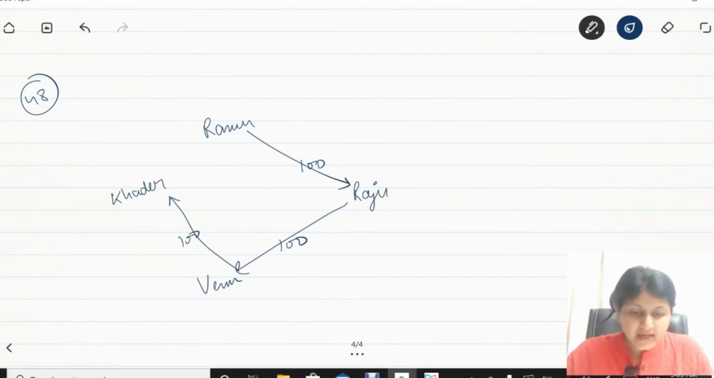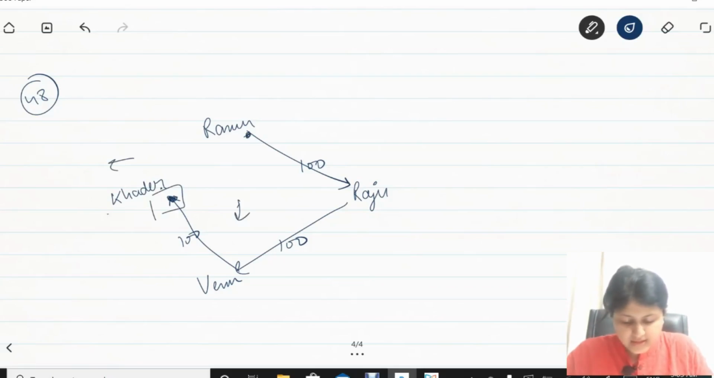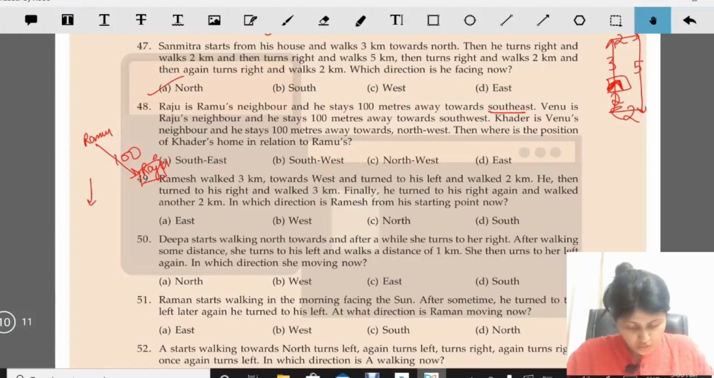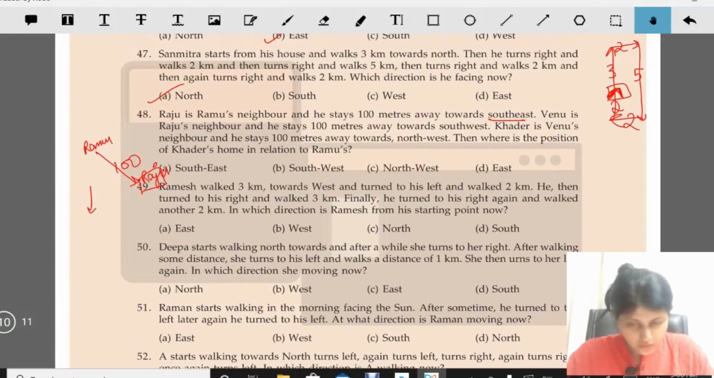Okay. Then, where is the position of Khadir's home in relation to Ramu? So, Ramu is here, Khadir is here, this is south, this is west, so this is southwest. Where is the position of Khadir's home in relation to Ramu? In relation to Ramu, Khadir is where? Southwest. So, the answer is southwest.